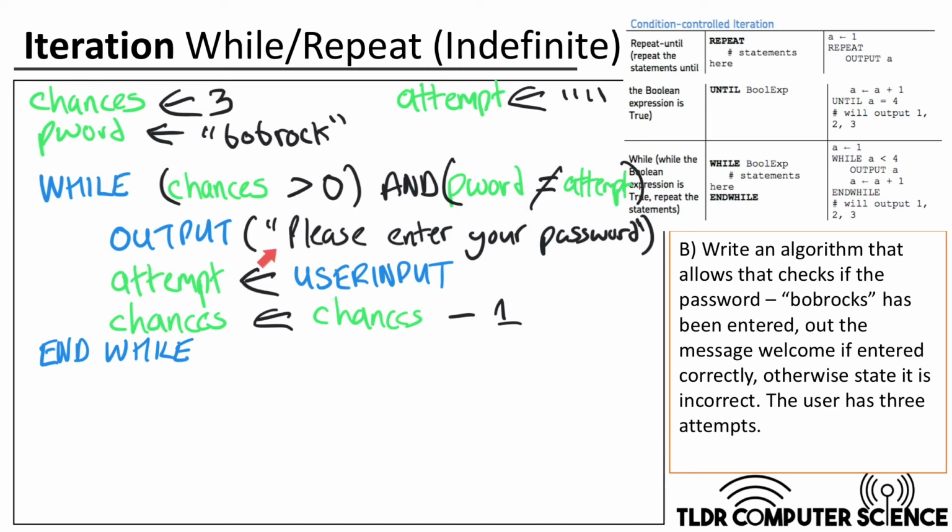We then output, please enter your password, to the user. The user puts their information in and puts it in as attempt. Chances is reduced by 1, so it becomes 2, and then we come back to the beginning of the loop. Chances is now 2. Is 2 bigger than 0? Yes, it is. And password is not equal to attempt? Well, we don't know that at the moment. The person might have typed in Bob Rock. And if they typed in Bob Rock, that would be false. And if that's false, the loop would terminate.